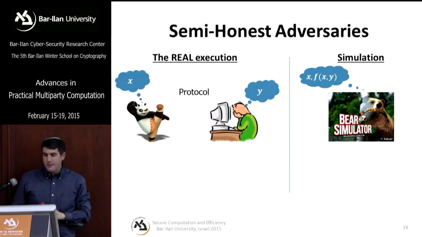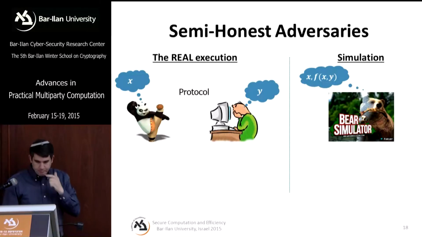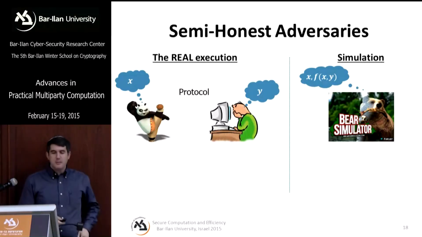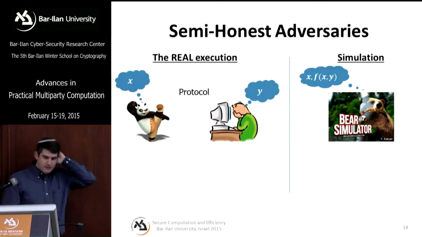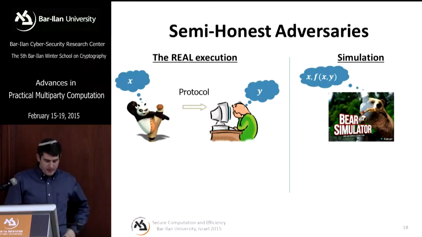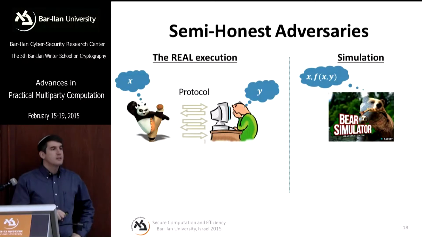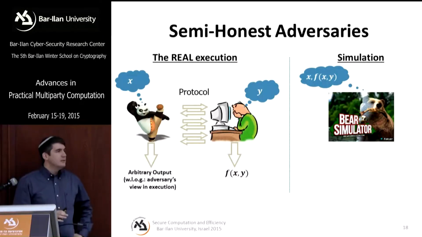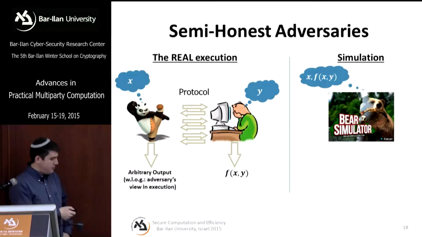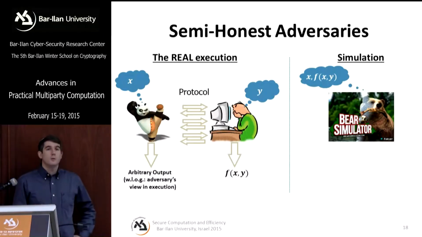So on the left-hand side, we have the real execution. And this is a protocol which is run between a party and a semi-honest adversary. So Kung Fu Panda is pretty benign. That's our benign adversary. And they run a protocol execution between them. They send messages back and forth. And at the end, the honest party on the right outputs its prescribed output. And the adversary on the left-hand side can actually output anything that it wants.